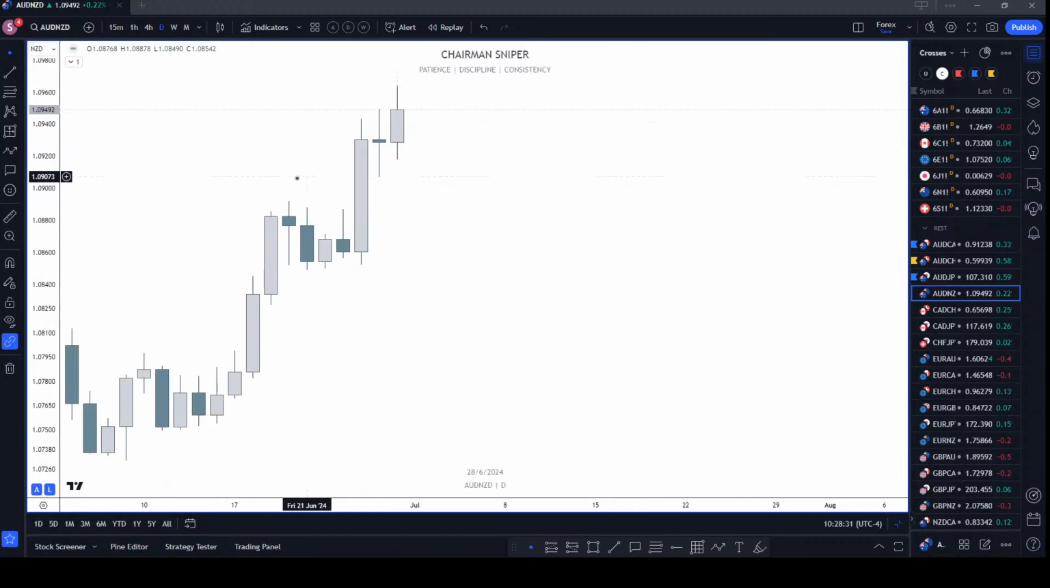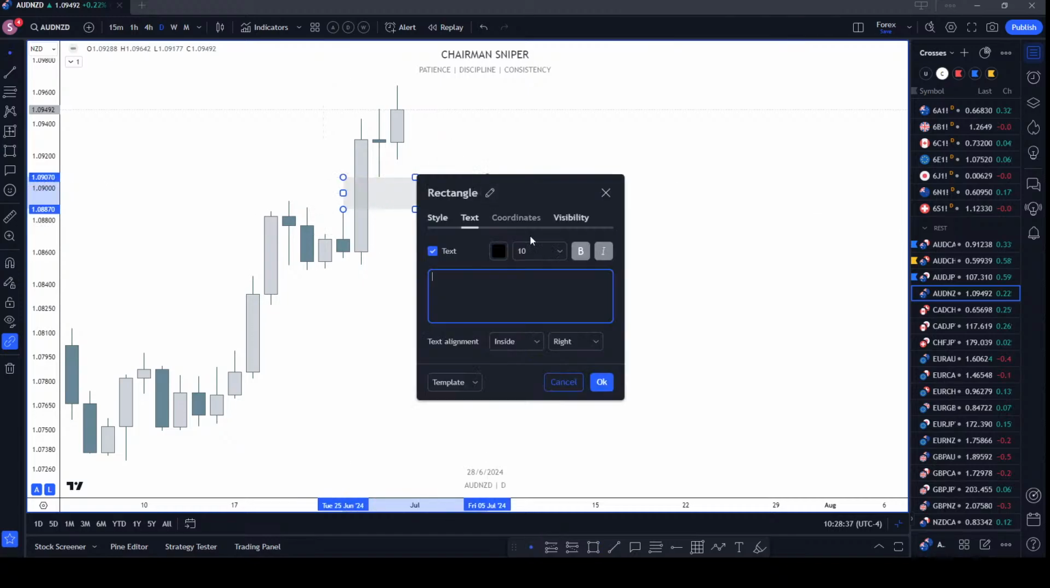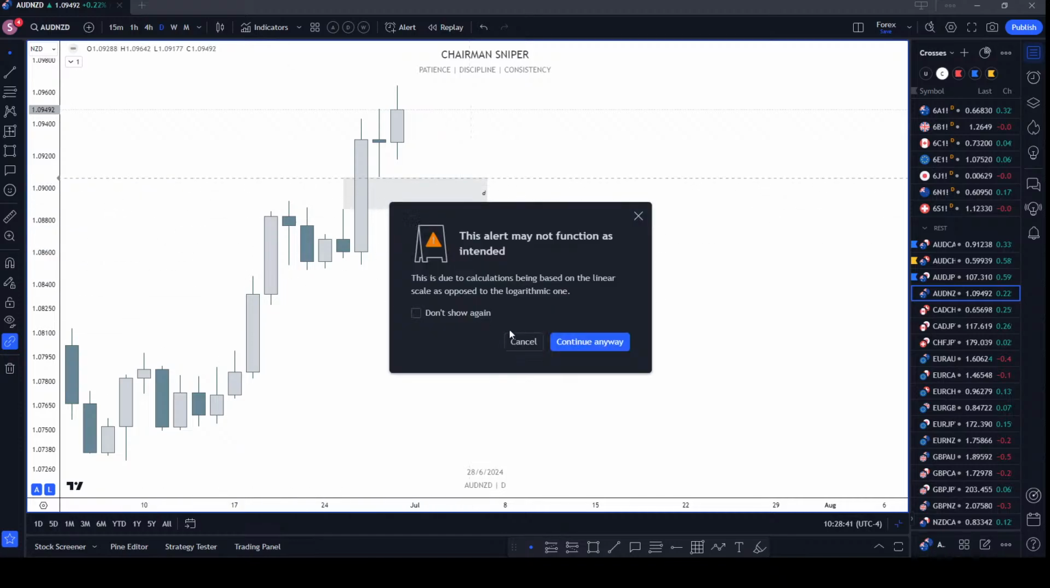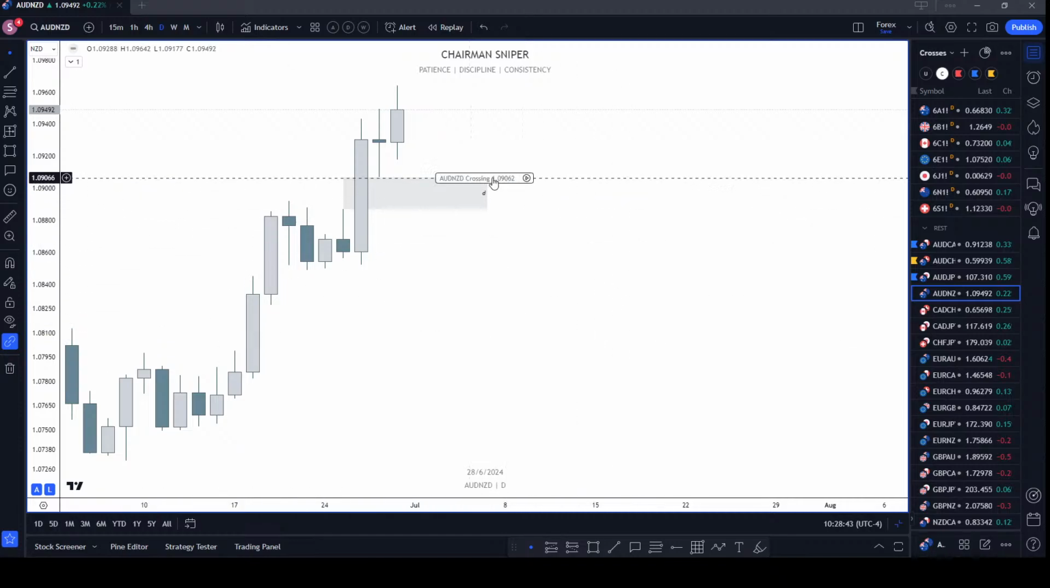We do have a fair value gap here that price could come back into and move higher from on the daily. So we could definitely look for this next week to get some bullish price action out of here.